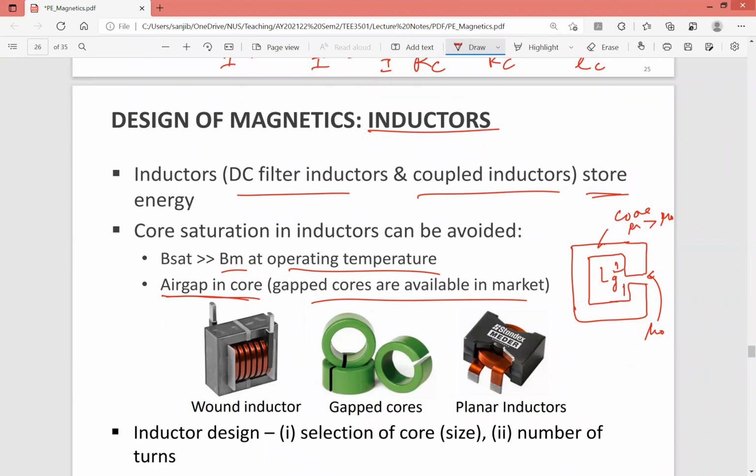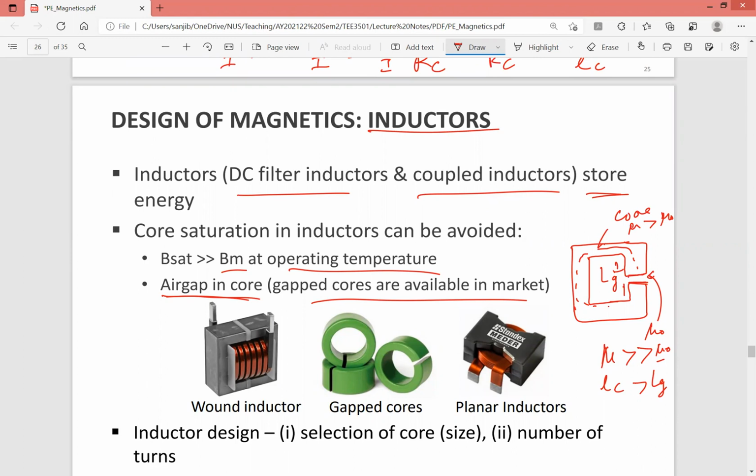So even though the core length, the length of the remaining part, may be greater than Lg, because mu is much greater than mu naught, overall R for this whole circuit is dominated by the air gap reluctance. So it behaves more like an air gap reluctance with linear mu. So if you put the gap here, most likely the inductor will always operate in the linear region. That means it will behave like an air core inductor, which has a linear flux characteristic.